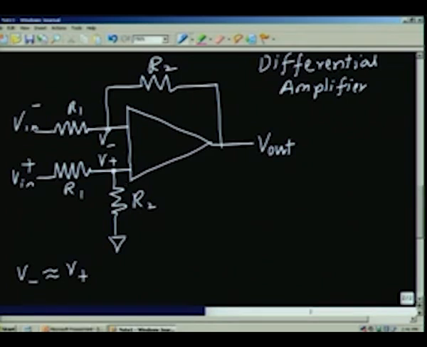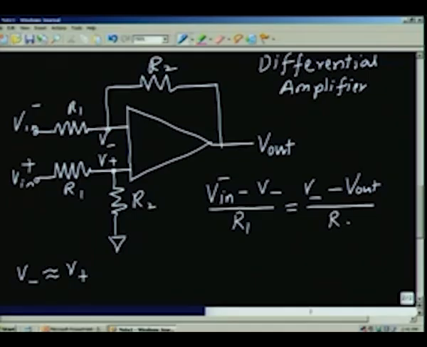Now, you can see that if I do an analysis of this circuit here, very simple, you can see that the current through this resistor is nothing but V in minus V minus, that is the potential difference, divided by R1. This is the current through this, and because there is no current through this, as far as this node is concerned, whatever current enters here, it has to leave, the current should be the same. So, this should be equal to V minus minus V out divided by R2.